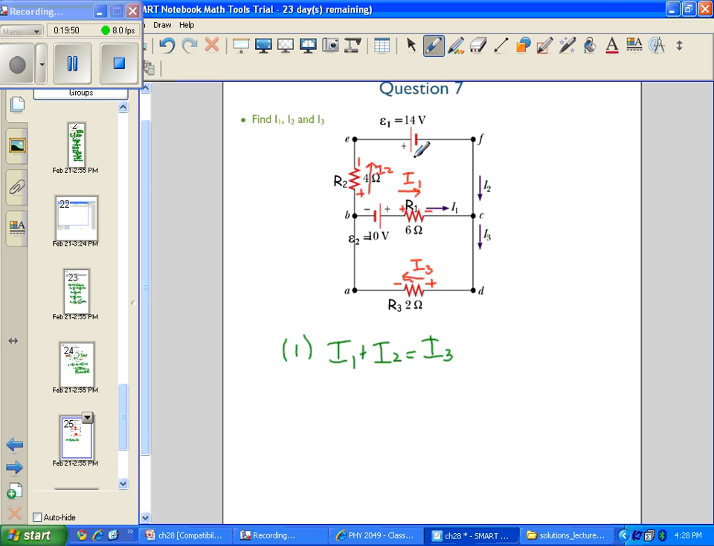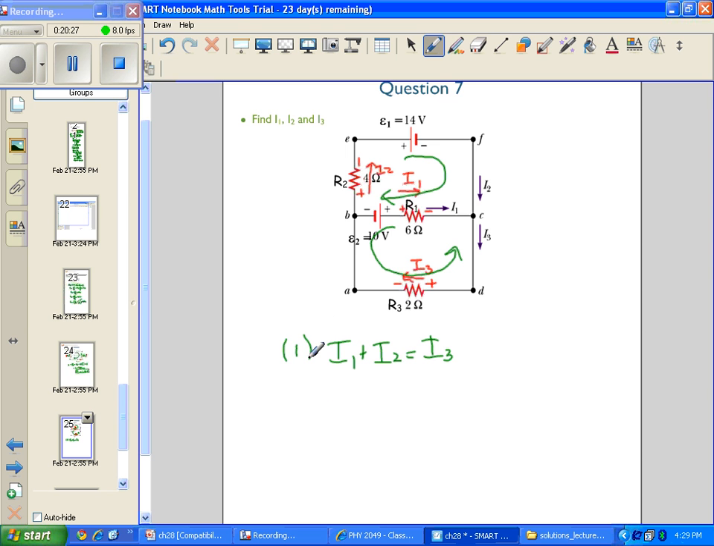Well, since you didn't decide, I'm going to decide for you. Let's traverse the top loop in a clockwise fashion, starting with the battery E1, and the bottom loop in a counterclockwise fashion, starting with the battery E2. And I draw these so that when I apply the loop rule, I won't forget which way I'm traversing the loop and taking into account the drops and rises within that loop.